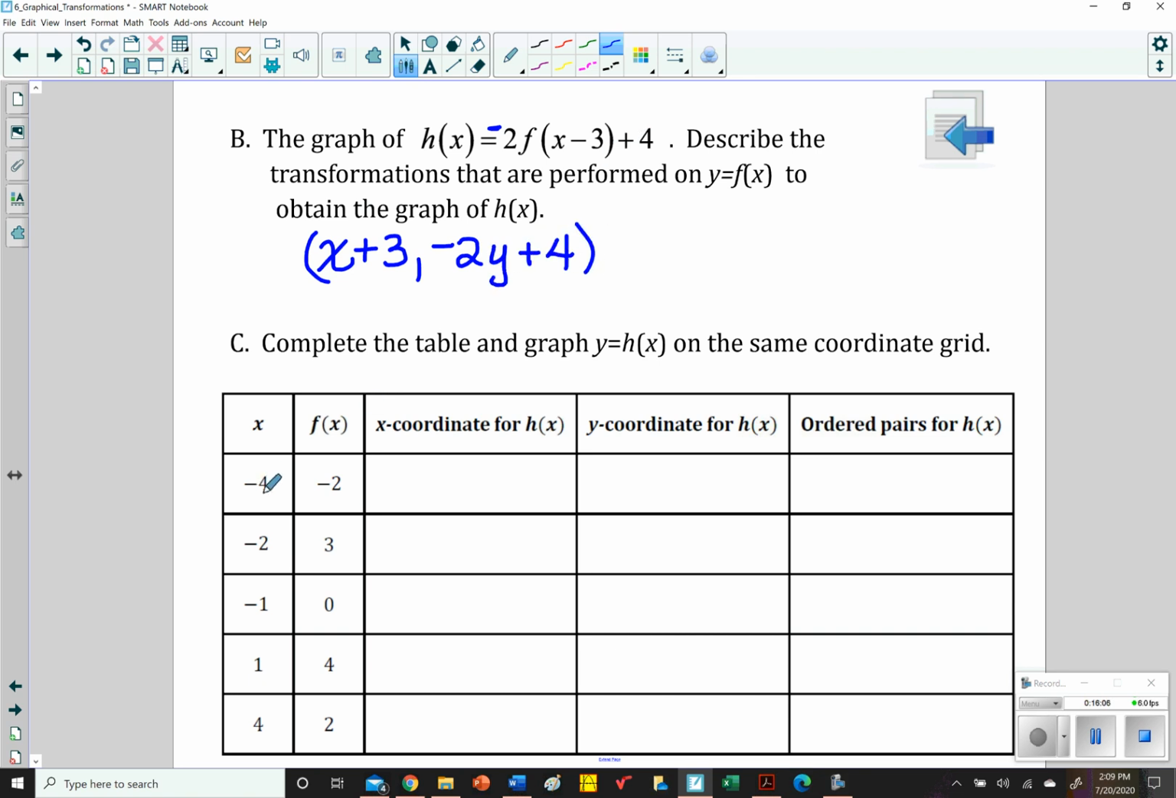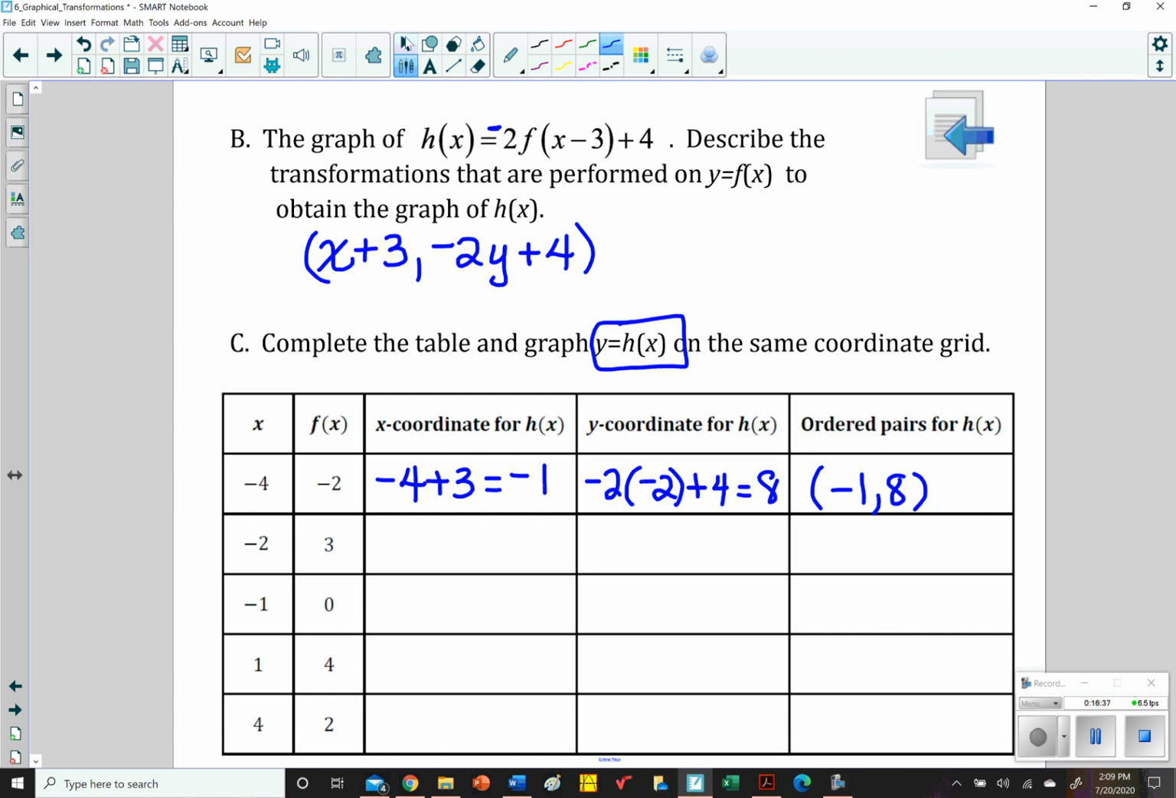So down here in our table, I want to take my x value and add 3 to that to get a new x coordinate on a new graph that we're going to call h of x. We're finding new ordered pairs for this. And for the y coordinate, which is -2, we want to multiply that y coordinate times -2 and add 4. So one ordered pair would be -1, 8.